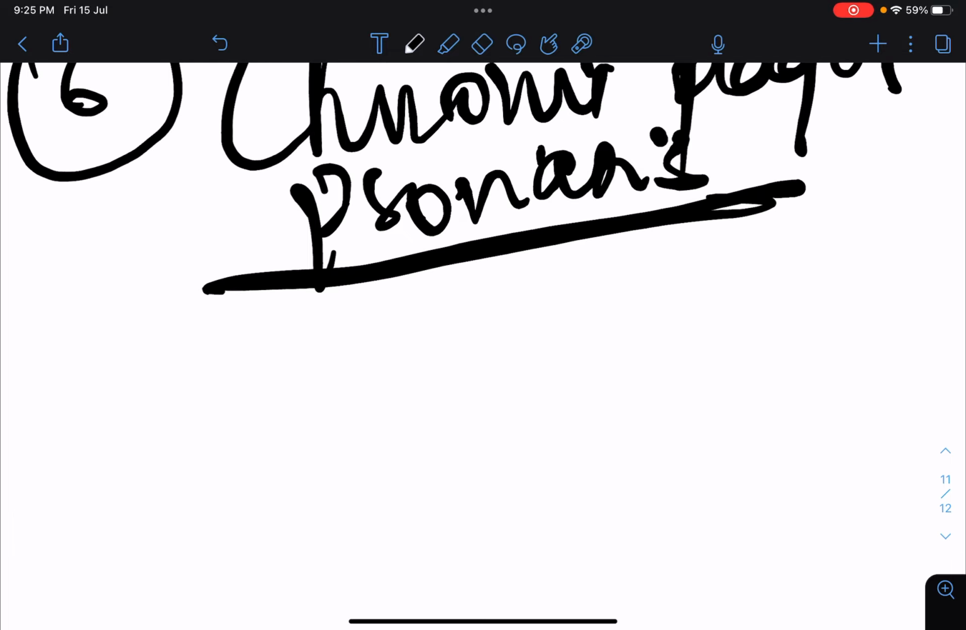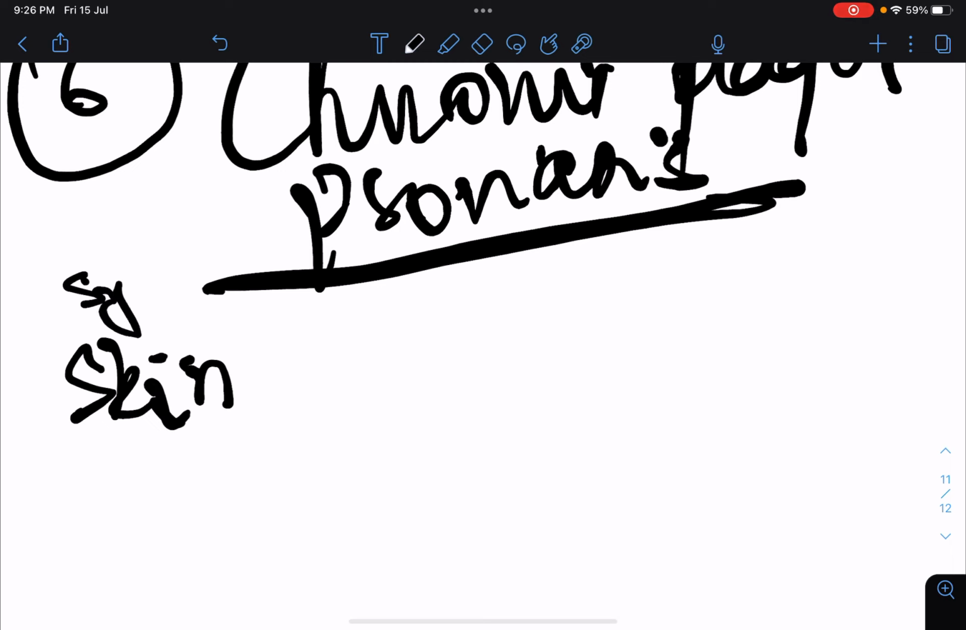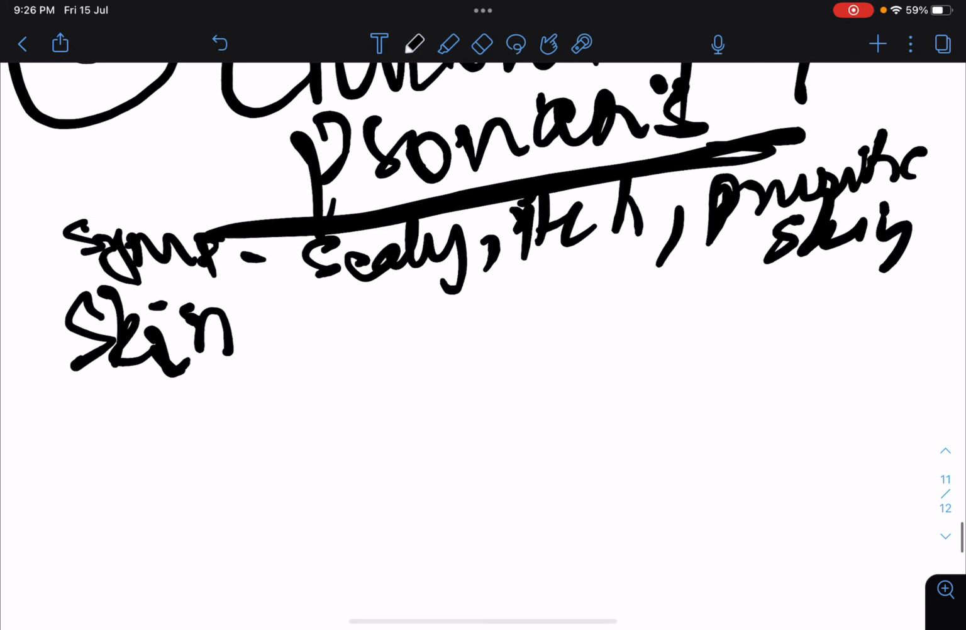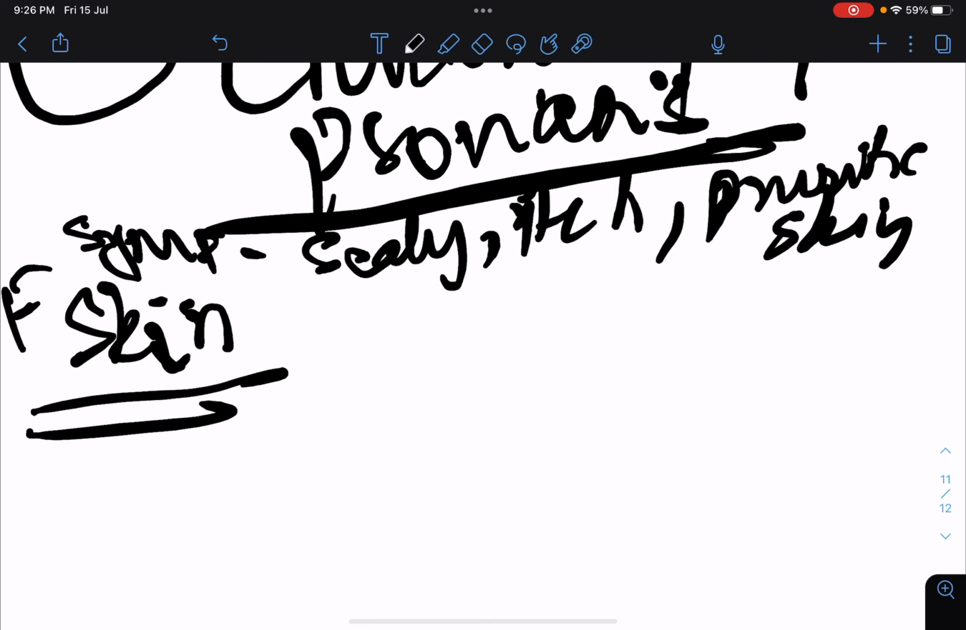So very important is chronic plaque psoriasis. The first lesion that you're going to see is on the skin. So what is very observable, and first of all let me tell you the symptoms. The symptoms are going to be scaly, itchy, pruritic skin. Simple. But what about the skin? What about the clinical features or the morphology?